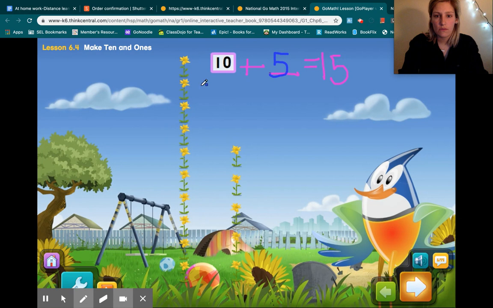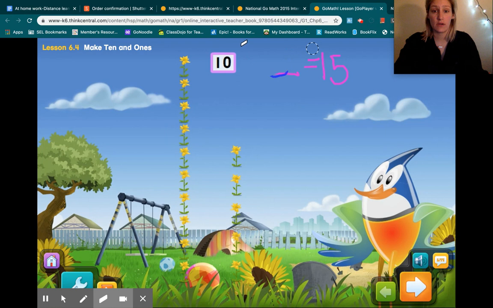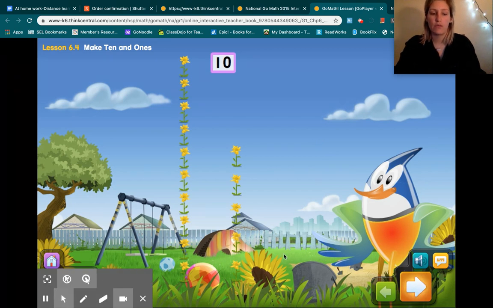And does that work? Does that make sense? This is how we'll know if we really did it right. 10 and 5 more is 15. So one group of 10 and 5 extra ones will give us 15. Okay, so I really want you guys, while we are doing this math lesson, to think of numbers in groups of 10s and how many more ones. That will really help your math brain as we go ahead.